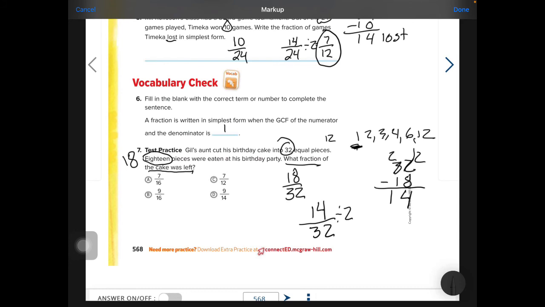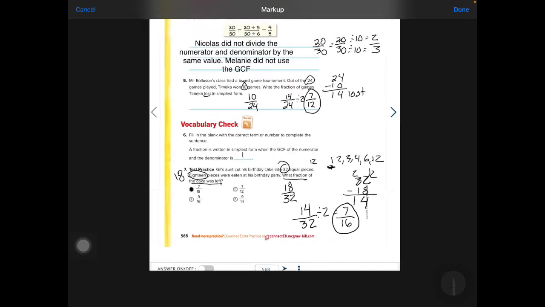So looking at that, we can divide them both by 2. 14 divided by 2 equals 7. 32 divided by 2 is 16. And I do believe that is the simplest form. Do you see that answer to the left? Yep, there you go.